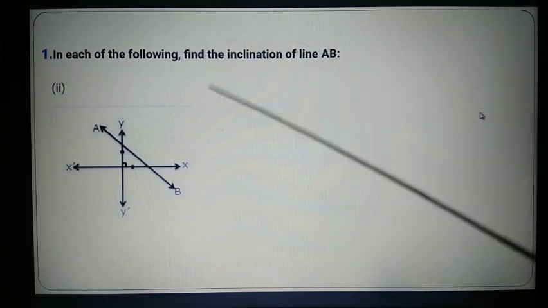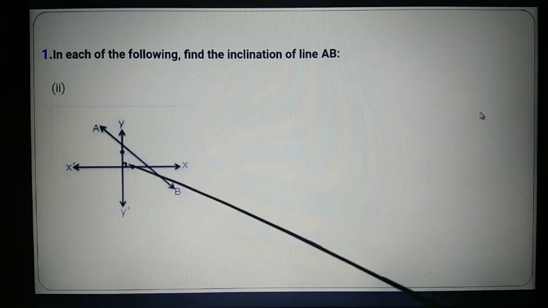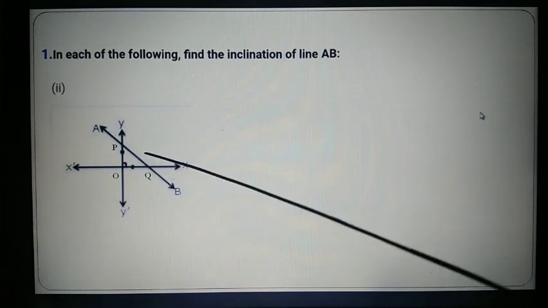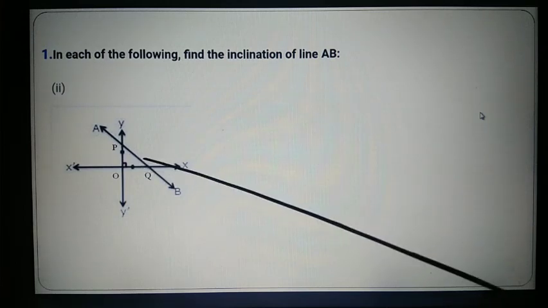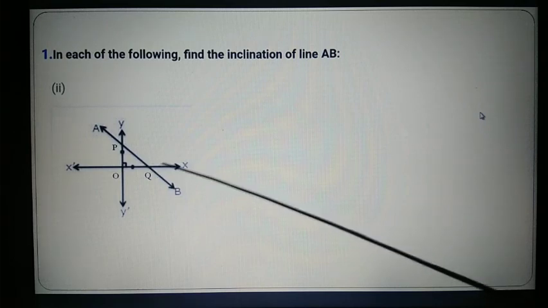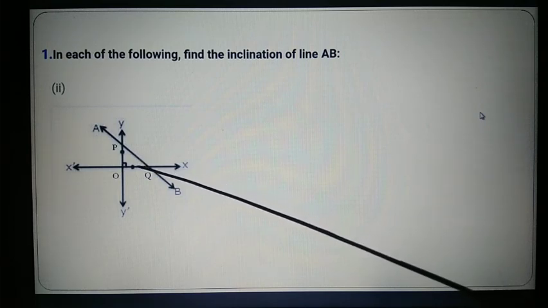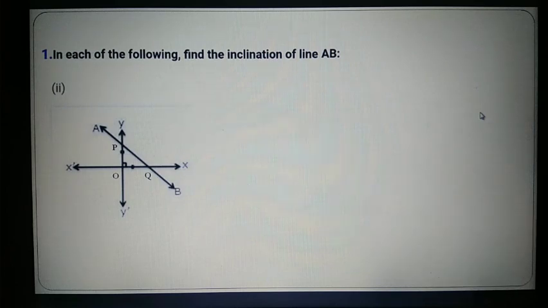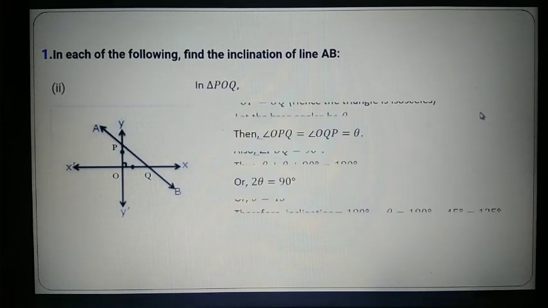Okay, so before doing that, let's consider this triangle. So as usual, I'm going to name them. Okay, so basically let me find this angle first. If I'm able to find this angle, then I'm going to subtract this angle from 180 degrees. This full thing is 180 degrees. So when I subtract from 180 degrees, then I'll get this angle. That is the inclination. Okay, so the rule is same.